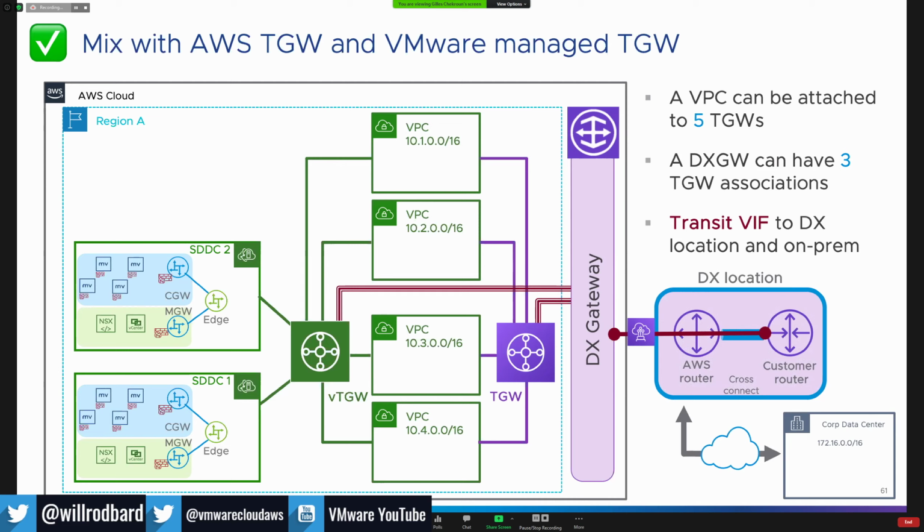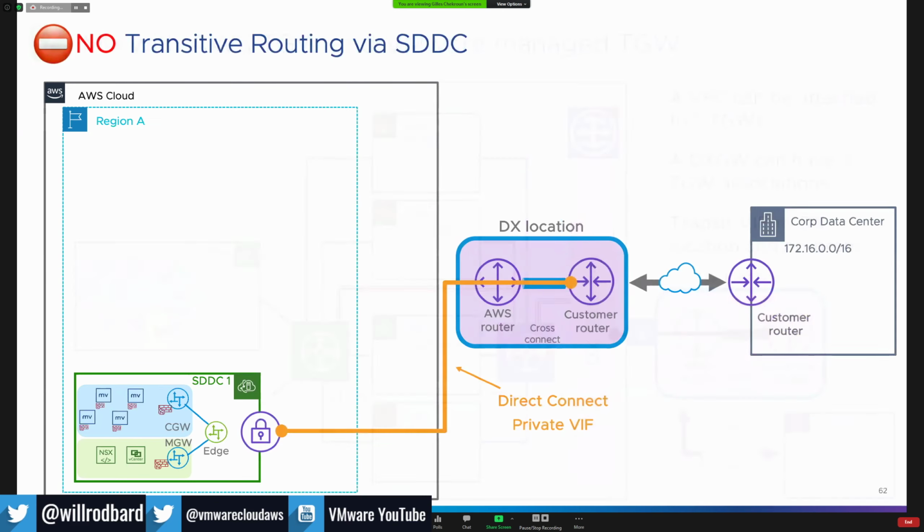Today, there is no way to connect a transit gateway to another transit gateway in the same region. Okay, this is not supported. No way to connect a VMware Managed Transit Gateway to an AWS Transit Gateway, although we are working with Amazon about it, but today that's the only way to do.